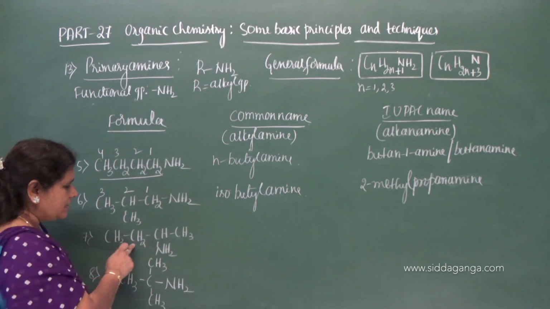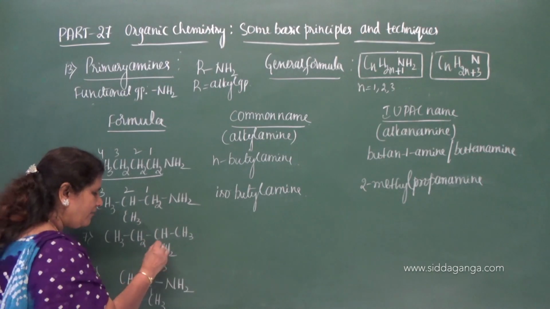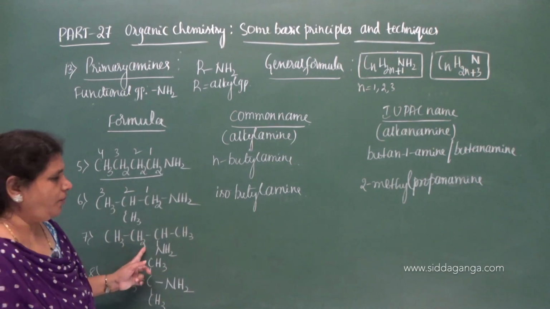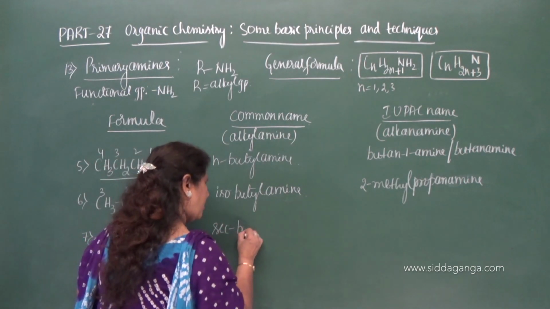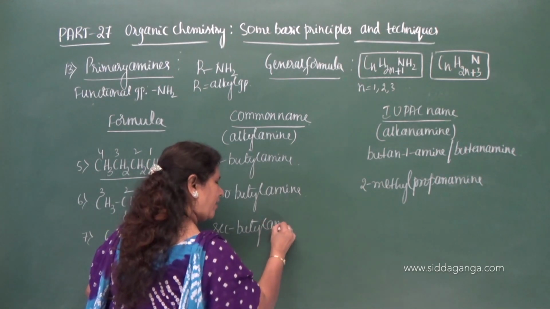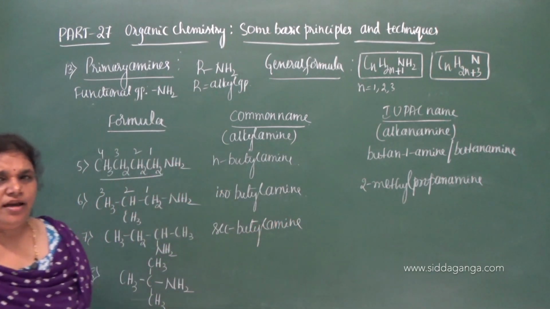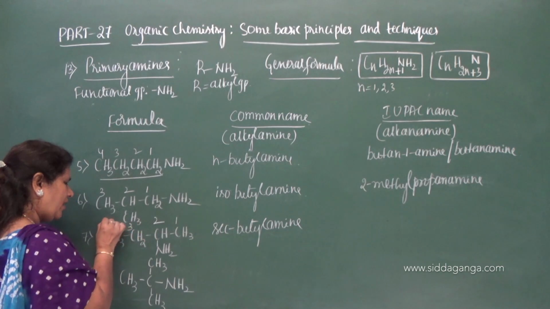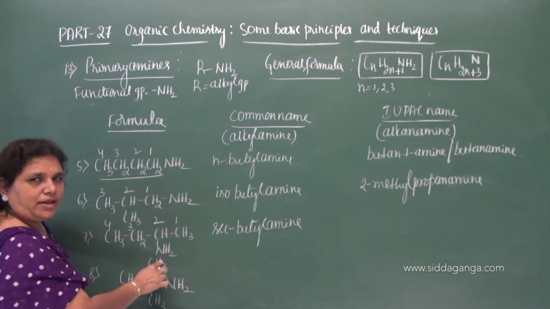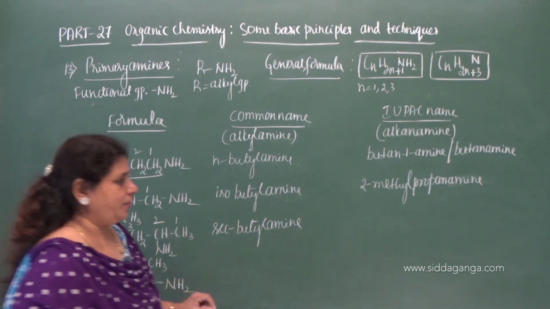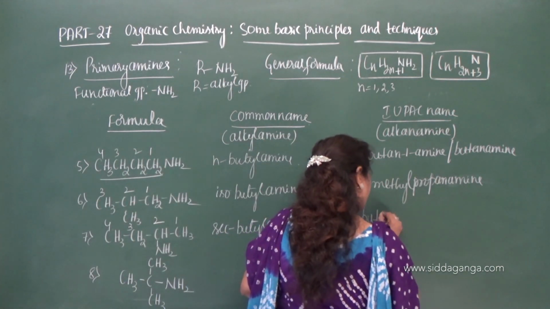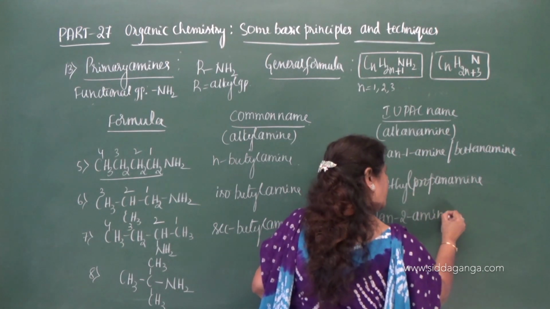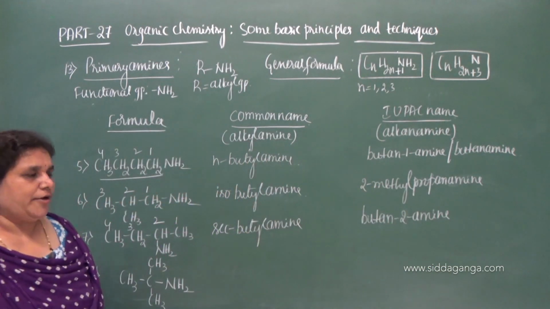Now, what about this group? This is also butyl, but the vacant bond is at the secondary carbon, and hence it is a secondary butyl group, and the name is secondary butyl amine, correct? Now give the IUPAC name: 1, 2, 3, 4. On the second carbon we have the amino group. Therefore, butane-2-amine is the IUPAC name.